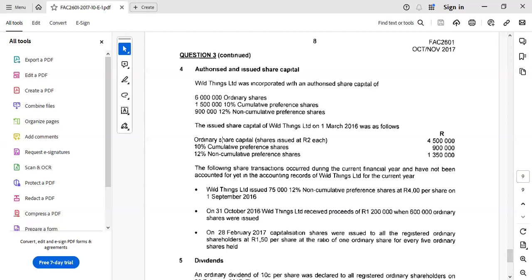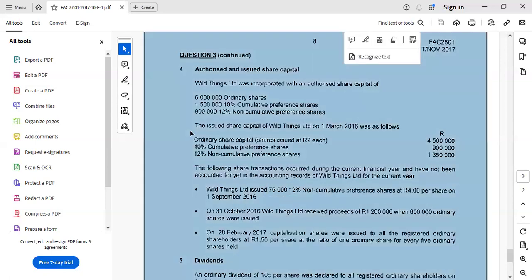This is the opening balances on 1 March 2016. Then the following share transactions occurred during the current financial year and they have not been accounted for yet in the accounting records of Wild Things Limited for the current year. Wild Things Limited issued 75,000, 12% non-cumulative preference shares at R4 per share on 1 September 2016. So they have an issue of non-cumulative preference shares, which will be 75,000 times 4.